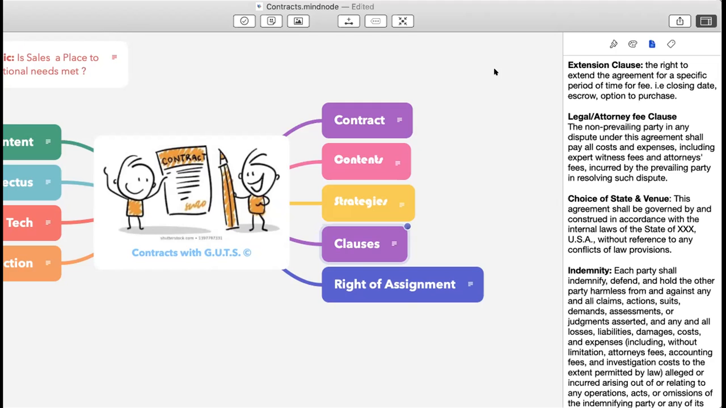Okay. One of the things, is that a comment, that cuckoo clock I'm hearing there?